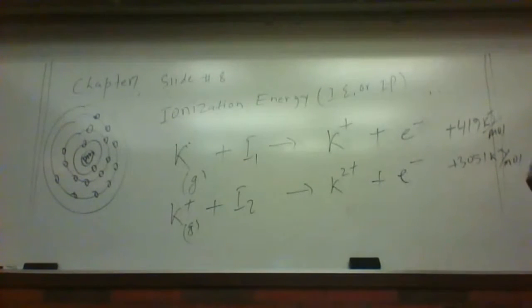So first ionization energy is to remove the first electron. Second ionization energy is to remove the second electron, which could be from the first orbit or could be from the second orbit. Make sense? Good.